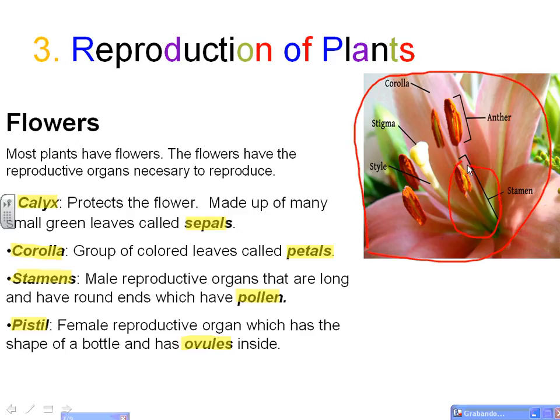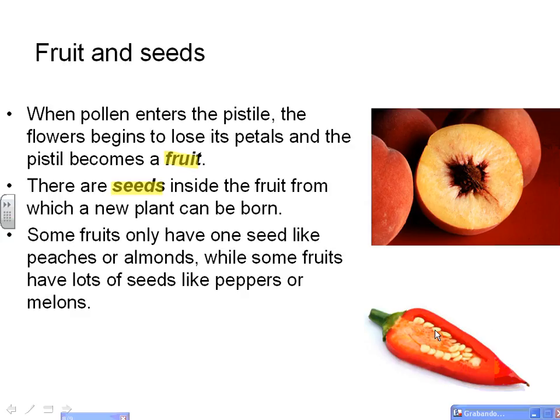Stamens are the male reproductive organ of the flower, which are long and have round ends, which have pollen. The pistil is the female reproductive organ, which has the shape of a bottle and ovules inside.